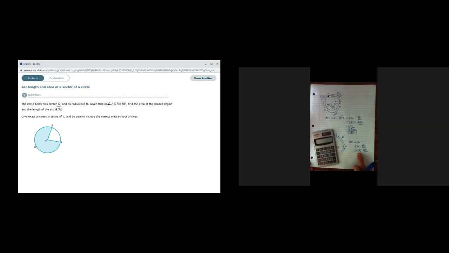Anywho, let's multiply our numbers. 2 times 8 times 280 divided by 360. 12.4 repeating, 12.4 repeating pi. Our units are feet, our arc length in feet. So this is 12 4/9 pi feet, which is 12 times 9 plus 4, which is 112/9 pi feet. That is our arc length.